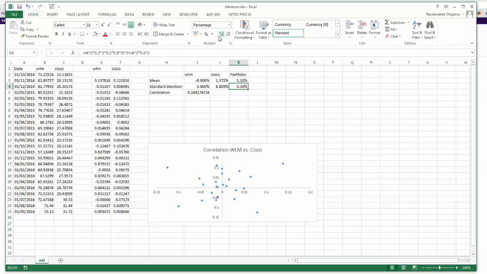You see, this is a huge reduction in risk by combining these two different stocks into a portfolio. I actually managed to reduce the risk by so much. Look at this, it's 5.6% variability here and 6.8%, but here it's less than 1% variability for a given high return. I think this is a very efficient portfolio.